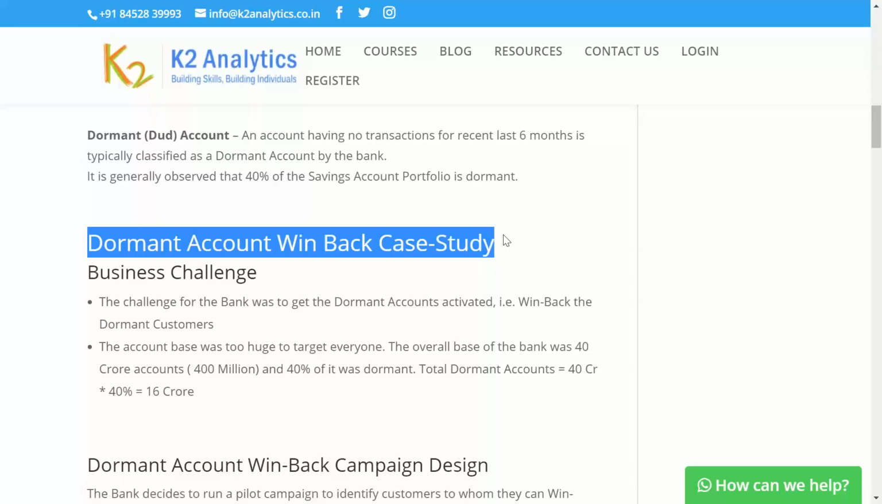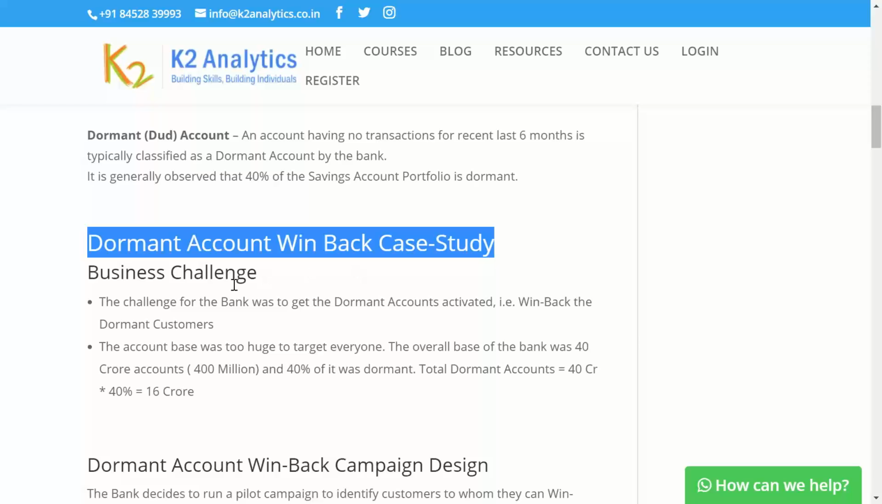Same customer may have multiple accounts, one account with XYZ bank and second account with ABC bank. In XYZ bank, customer transacts actively. In ABC, customer has not transacted for 6, 9, 10, 12 months. In that case, the account of customer with ABC is a dormant account. ABC bank would like to activate you, win back you, and for winning back, the ABC bank may have to do something.